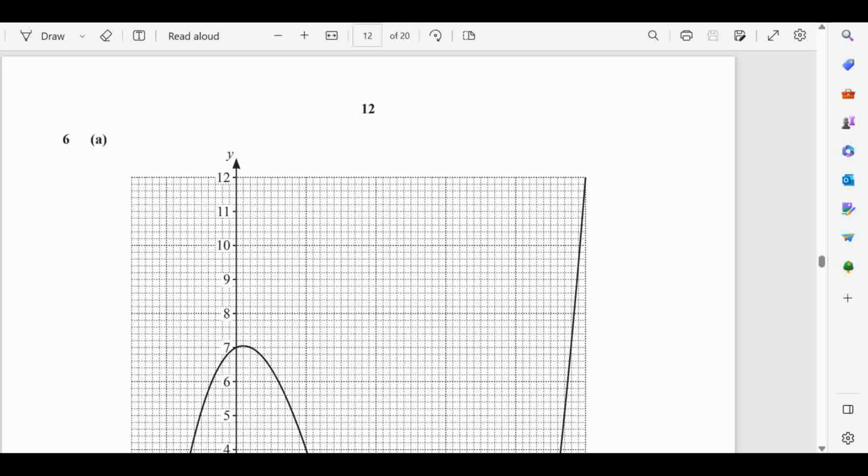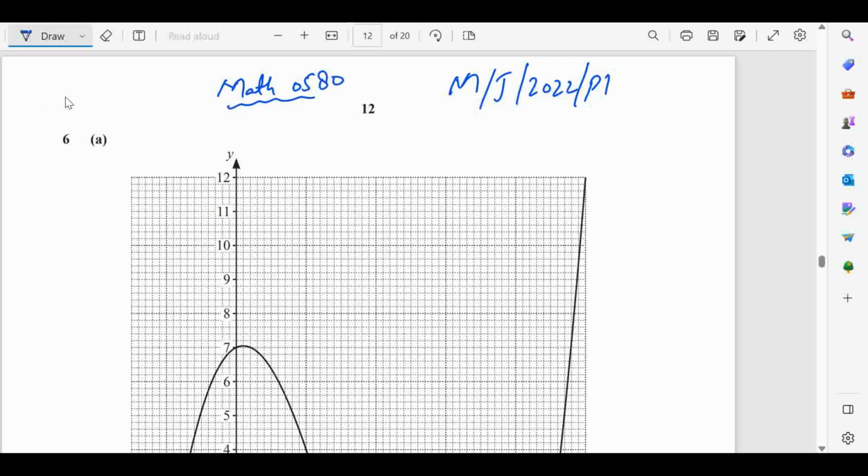Hello everyone. Today we are going to discuss the remaining questions of my May-June 2022 paper 41, and this paper is related to maths, 0580 or IGCSE maths. In last class we have discussed from question number 1 to question number 5, and today we are going to discuss the remaining questions.